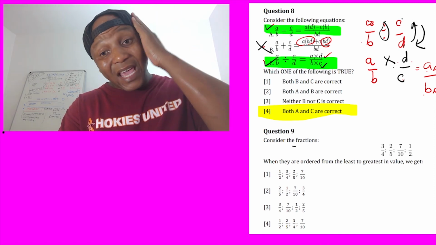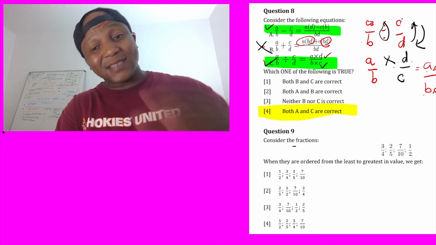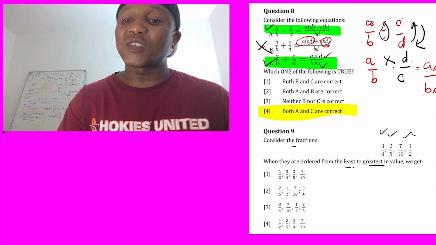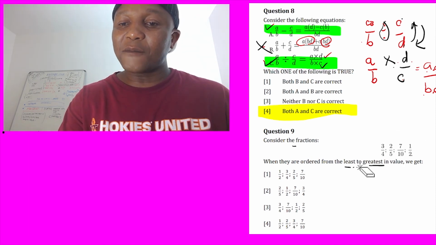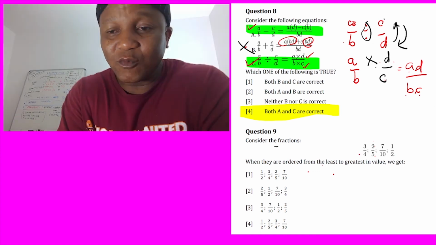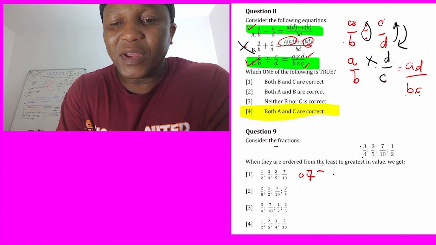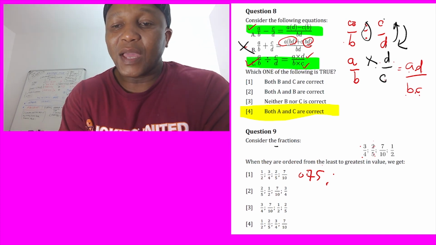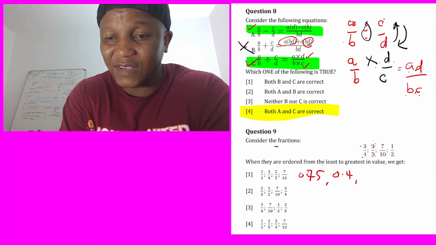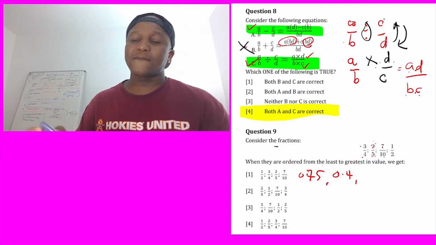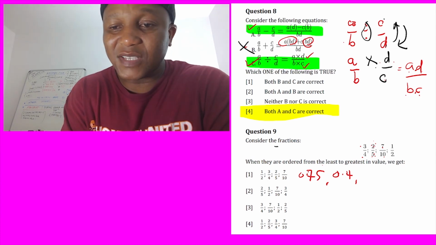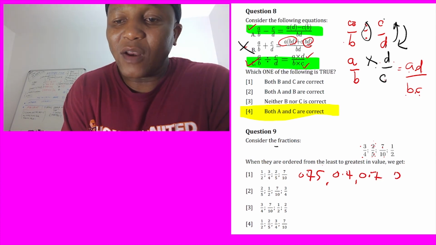Okay, you put them in here. What I say, keep in your mind, you write down, okay, then you practice. Now they say, right from the least to the greatest, means you have to start from smaller to the bigger, okay? So what I can do, me personally, I'm going to change all of these to decimal. Change everything to decimal. So 3 over 4 means 0.75, and 2 over 5 is 0.4. I want to change all of these. 7 divided by 10 is 0.7. And 1 over 2 is 0.5.